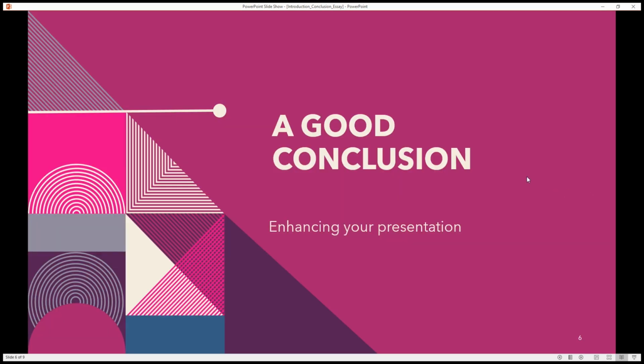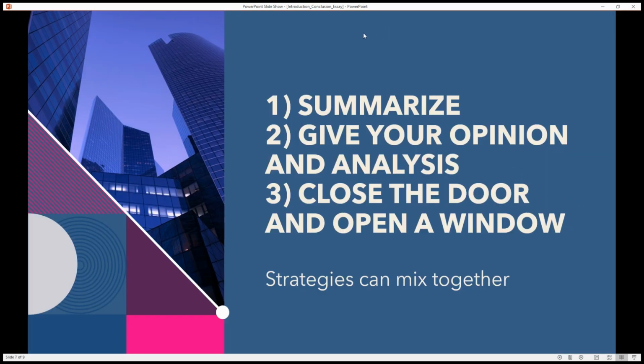Now, the same way, a good conclusion also has three parts. The three parts we have is, most people already know, you summarize in your conclusion. A lot of people skip giving your opinion and analysis, right? You give your own opinion and you do your own analysis. And then there's something called close the door and open a window, which a lot of people don't know about, so I want to mention it here. It's a good way of ending an essay.